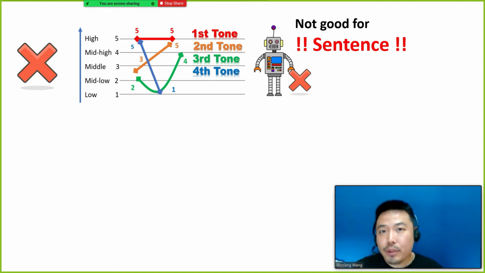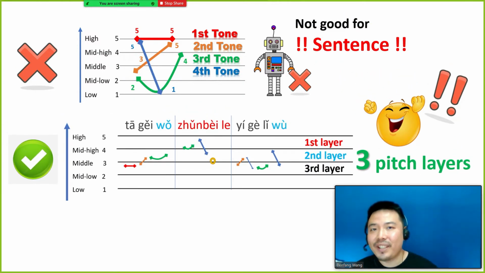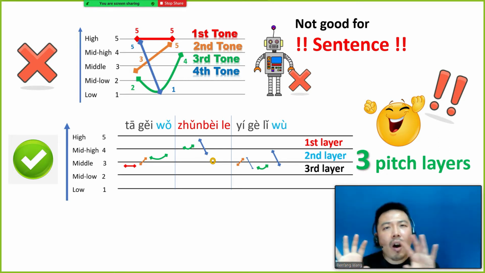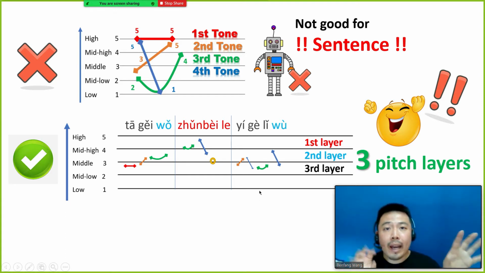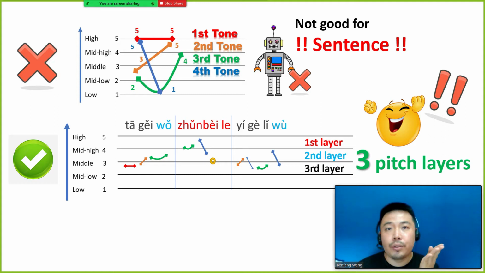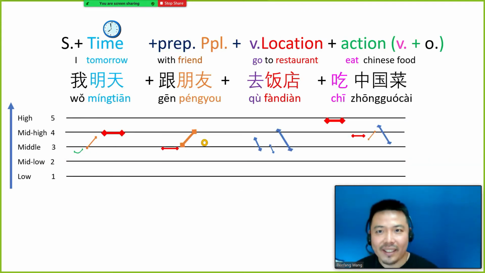Hello everyone. When it comes to the pronunciation for Chinese sentences, please forget this tone diagram because it's not good for sentences. Instead, today I'm going to introduce you a completely new concept, which is to be called the 3 pitch layers. That is to mean, before you say a sentence, think about all the pinyin of that sentence in one diagram. And then try to allocate those pinyin. Think about which one goes to the high pitch layer, which one goes to the middle and the low pitch layer. Let me show you an example sentence.